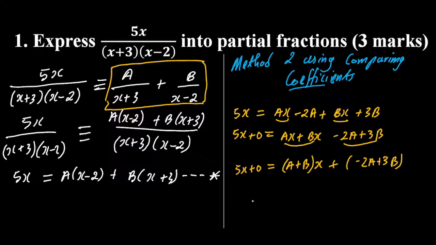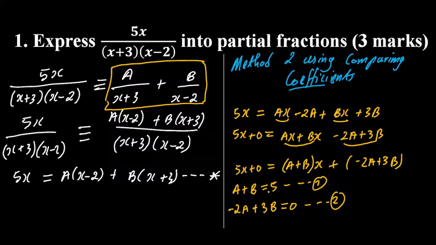Now comparing our coefficients, what are we going to do? We notice that the coefficient of x on the left hand side is 5. Therefore, the coefficient of x on the right hand side should also be 5. It means we're going to have a plus b to be equal to 5. This is our equation 1. Now we'll do something similar for the constant. Since our constant on the left hand side is 0, the constant on the right hand side should also be 0. It means that minus 2a plus 3b should be equal to 0. This is our equation 2.